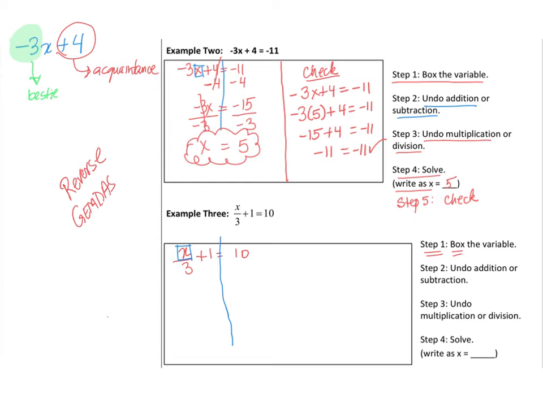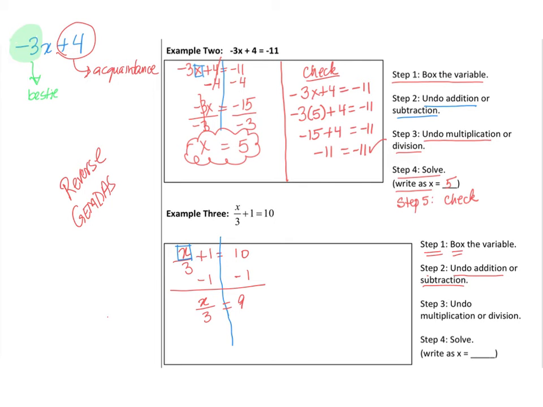Next, I'm going to do step 2, which is undo any addition or subtraction. So I am looking at the variable, and in terms of the variable, I can undo anything that is being added or subtracted from it. So I can see that I am currently adding 1 to it, and that's what I'm going to undo. To undo addition, I use subtraction. So I am going to subtract 1 and subtract 1. And when I do that, I am left with x over 3 equals 9.